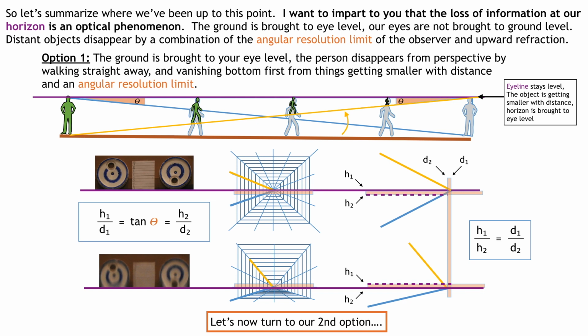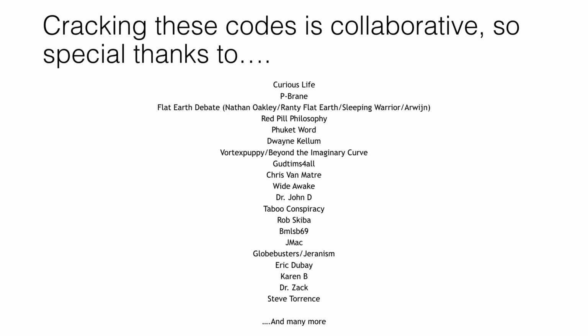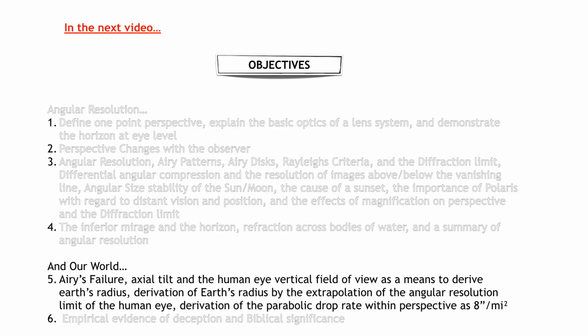So that essentially concludes our first 4 parts here concerning angular resolution and likely how we truly see the world. And we will now turn to our second option to see how this was manipulated to calculate the radius of Earth. Again, cracking these codes is collaborative. Special thanks to everyone involved and all the hard work that they're doing.